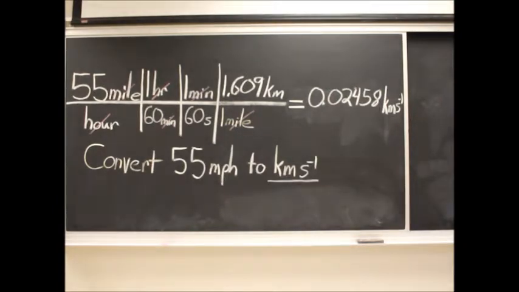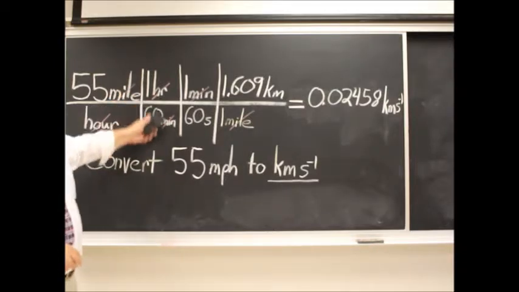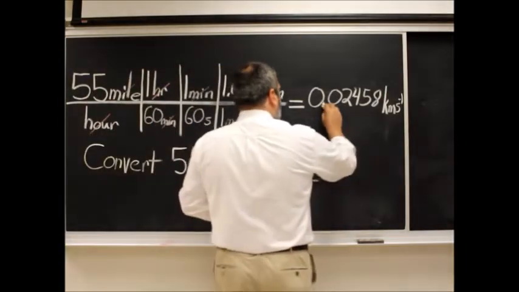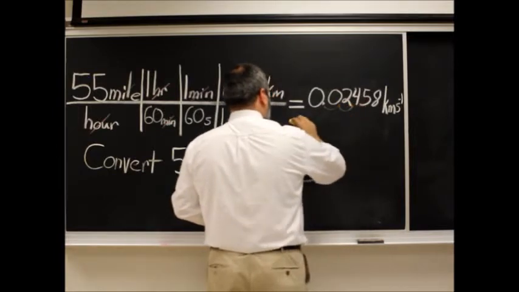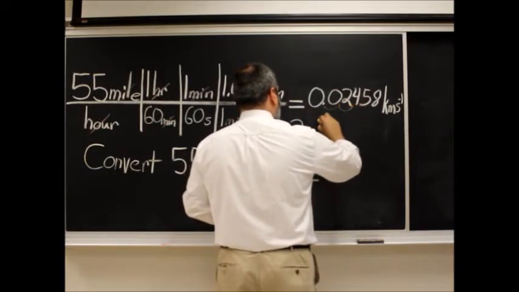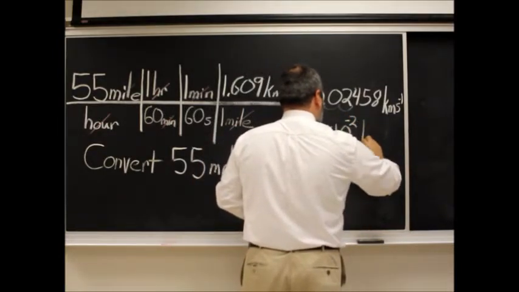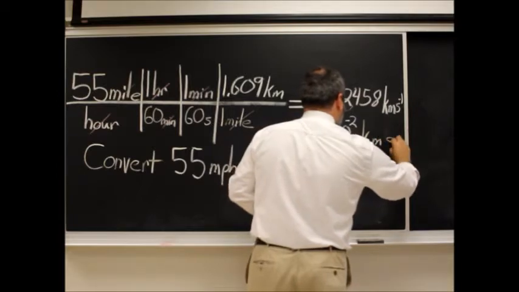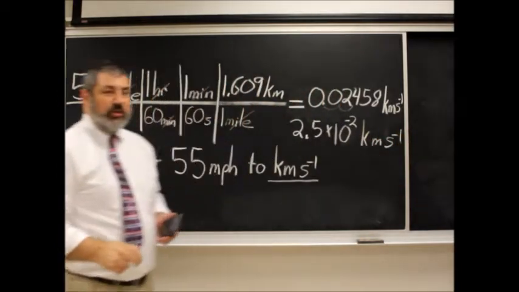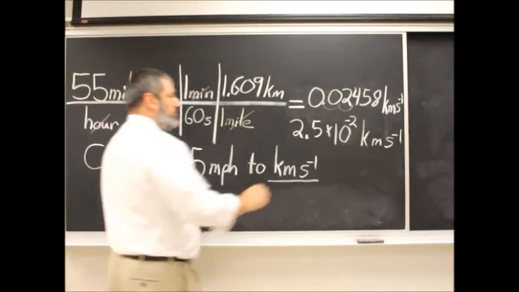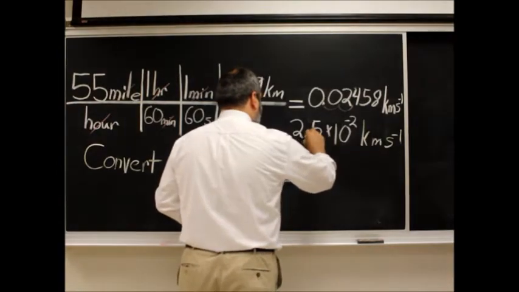0.02458. In the case of significant figures, we started with 2 significant figures, 55 miles per hour. These conversions are exact, except for this one, but that's 4 significant figures. So this would be 2.5 times 10 to the negative second kilometers per second. You do need to put it into the right number of significant figures, and you might as well put it into scientific notation while you're at it.